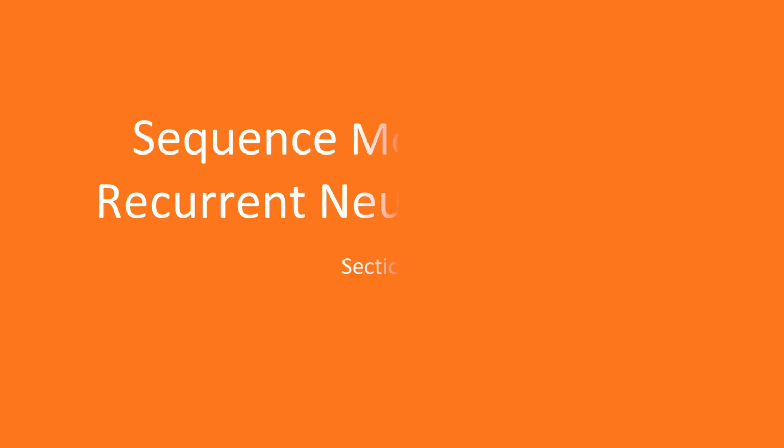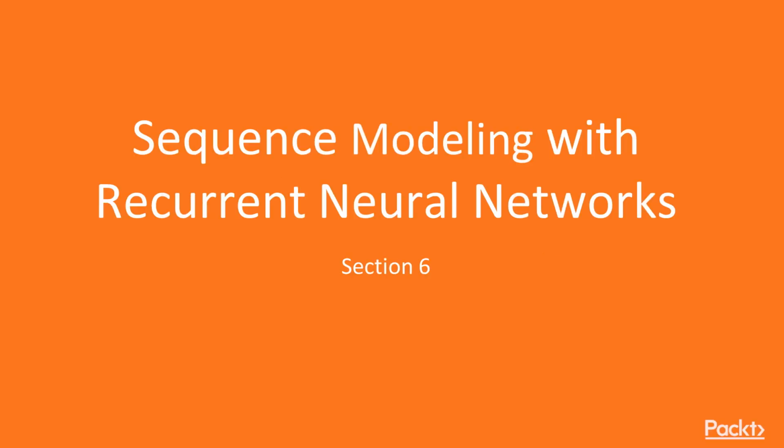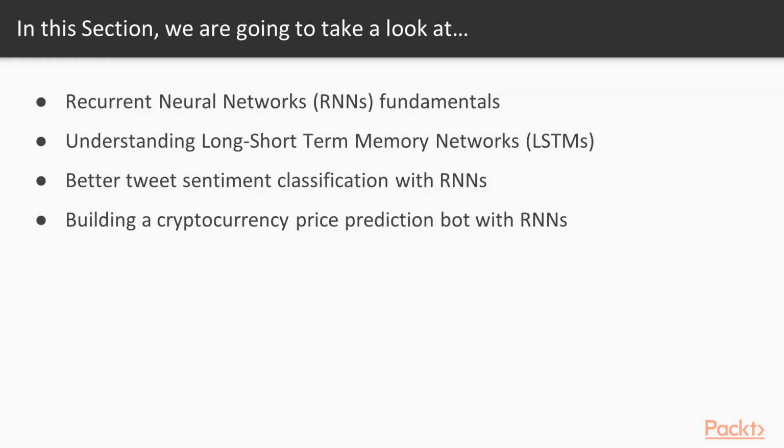Welcome to Section 6, Sequence Modeling with Recurrent Neural Networks. In this section, we're going to talk about recurrent neural networks, how they work, when to use them. We're going to talk about LSTMs as well, which is an improvement upon the original RNN, which solves a lot of the issues with long-term dependencies that often come up with vanilla RNNs.